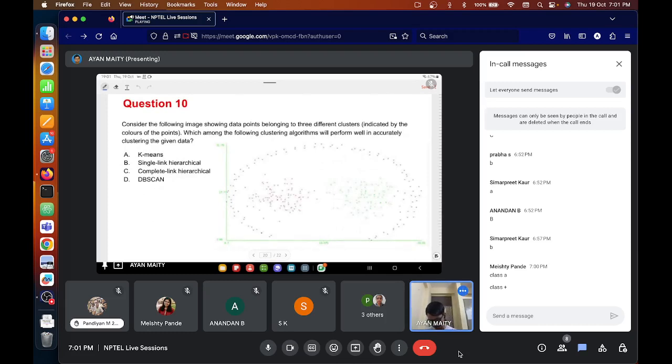Now question 10. Consider the following image showing data points belonging to 3 different clusters indicated by the colors of the points. I hope the figure is visible here, because these points are red, these points are green, these points are blue. These are the 3 different clusters indicated by the colors. Which among the following clustering algorithms will perform well in accurately clustering the given data? There are 4 options: k-means, single link hierarchical clustering, complete link hierarchical clustering and DBSCAN.